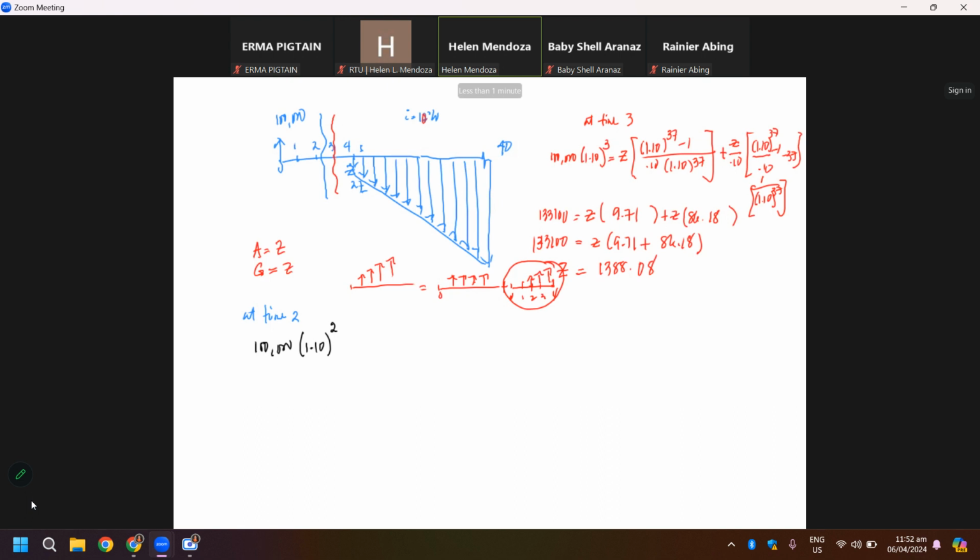Ito na siya yung binilugan ko na may red. Di ba? So, kung ilagay ko yan dyan, ito na siya. So, ibig sabihin, hindi ko kailangang kunin yung unwitty values. I can work with the gradient series, then find the value of Z. So, gawin natin siya. We take that at time 2. We would try to validate whether we would be arriving at the same value, 1388.08. So, wala tayong unwitty.